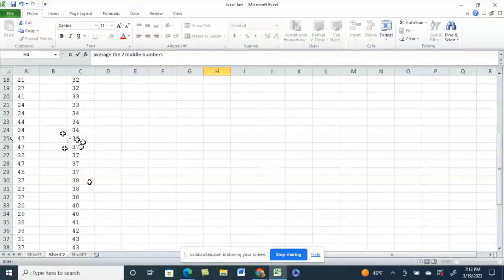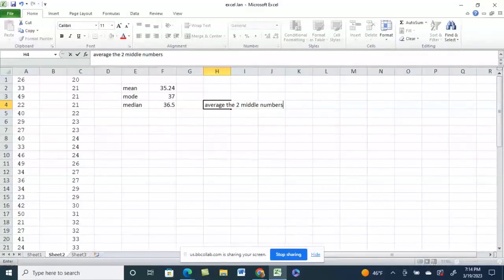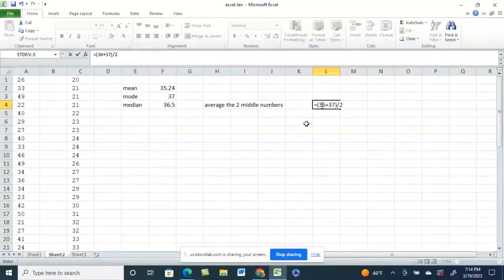So there's 2 middle numbers here, 25 and 26 position, which you're going to average, those 2 numbers, 36 and 37. Well, what's the middle of 36 and 37? It's 36.5. So to do that, you would just say equals 36 plus 37 divided by 2 if you were going to do it longhand. And that would give you 36.5. So again, let me just write out the formula without the equal sign so you can see.